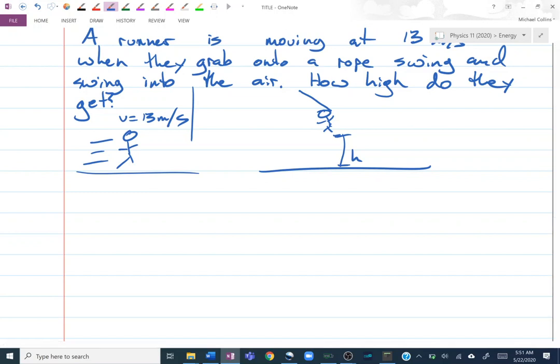If you haven't done this, I don't know about your childhood, but you should go out and give it a go. Run as fast as you can at a rope swing, grab onto it, see how high up into the air you can get. Sigma E is equal to sigma E prime. We start at the exact same spot every time.